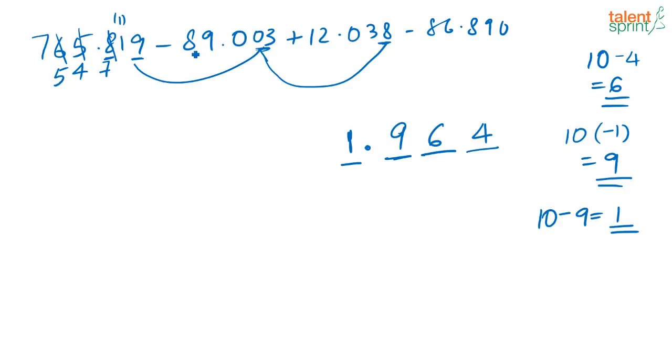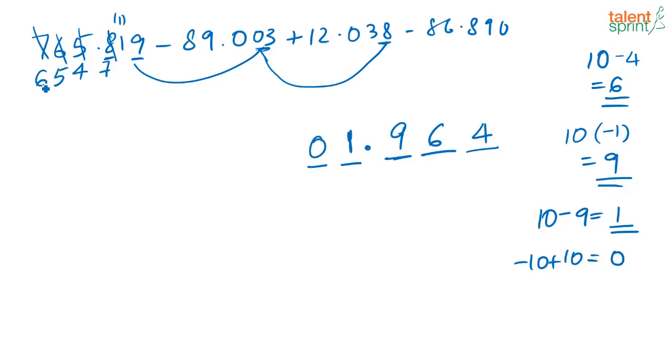5 minus 8 is minus 3, and minus 3 plus 1 is minus 2, and minus 2 minus 8 is minus 10, correct? So you have minus 10, which means again you borrow one from here. So this will become 6. So you have minus 10 plus 10, that is equal to 0.